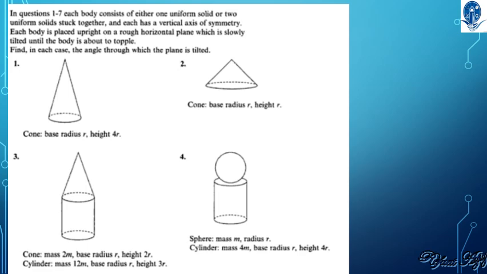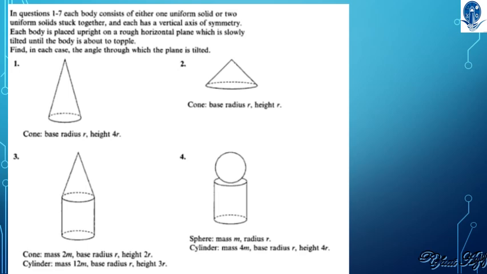In questions 1 to 7, a body consists of either a uniform solid or two uniform solids stuck together. Here is one uniform solid, a cone. Here is a cone and a cylinder, and a sphere and a cylinder. Each body is placed upright on a rough horizontal plane which is slowly tilted until the body is about to topple. That's an easy question. Find in each case the angle through which the plane is tilted.